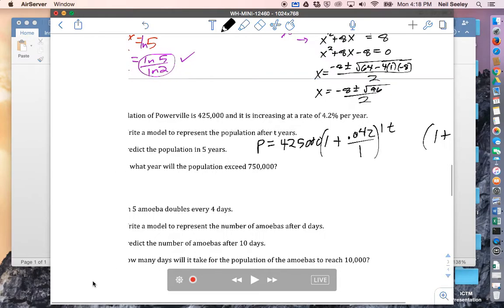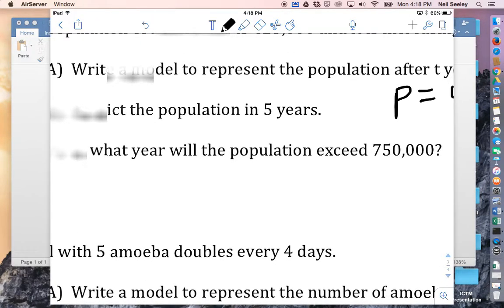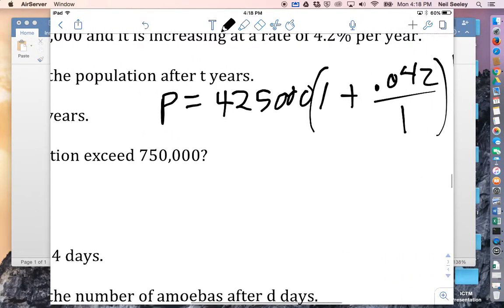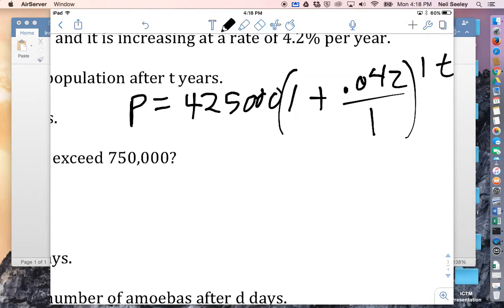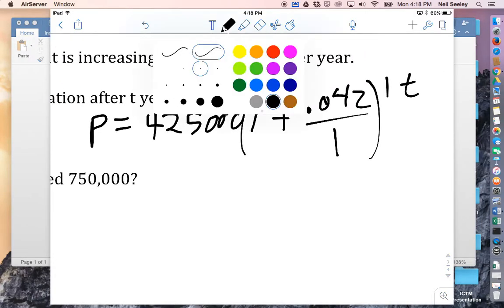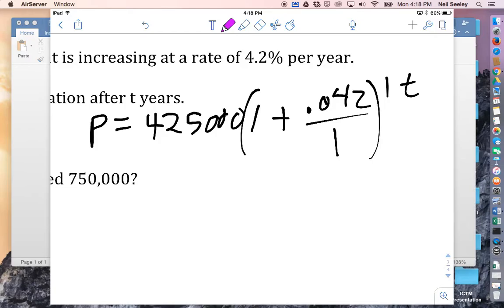Okay, and then the next one is, hey, predict the population in 5 years. Use that formula, plug 5 in for time. You've got this thing, and I'll leave you guys to find that number, but that second one, you just put 5 in for t, and you're home free. And I think I'll let you just live with that piece all by yourself, okay?